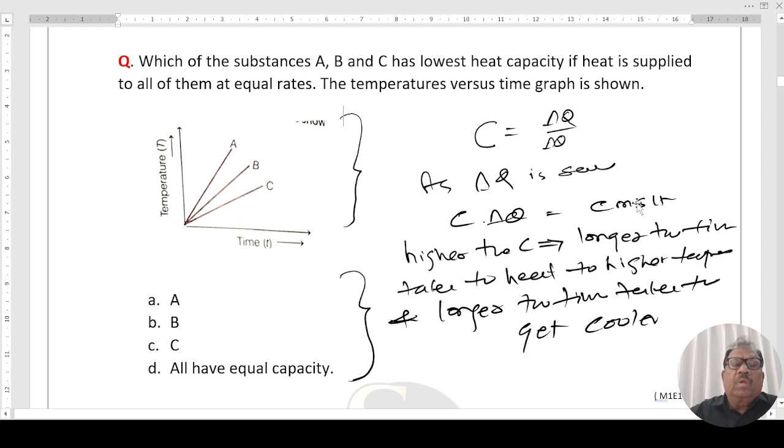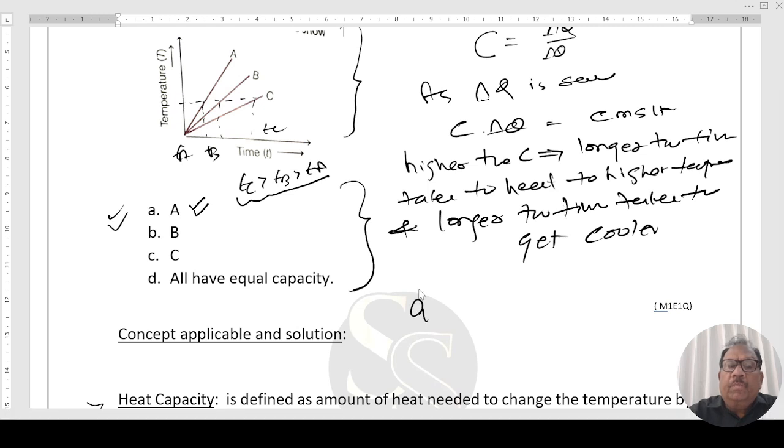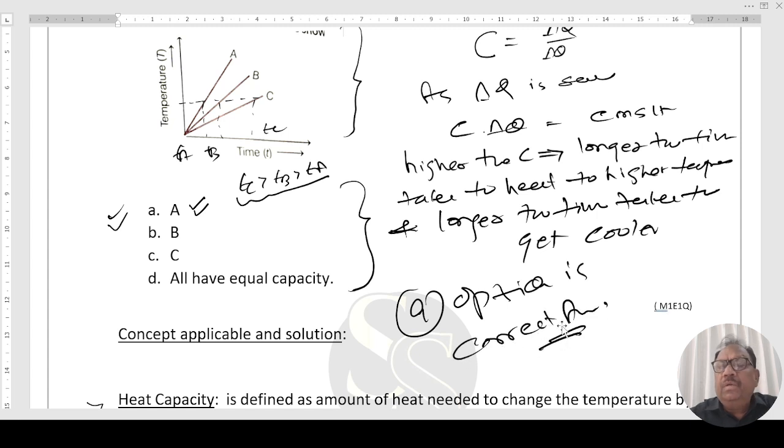Now, if we draw a horizontal line like this and draw the projection, this is TA, TB, this is TC. What we have to find? Lowest heat capacity will be that of A. Higher the heat capacity, higher the time taken. So TC is greater than TB, greater than TA. Right? So heat capacity will be minimum of A. So A is the correct answer. Option A is correct answer. Right? Next question.